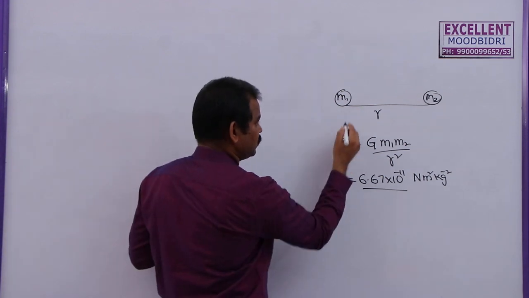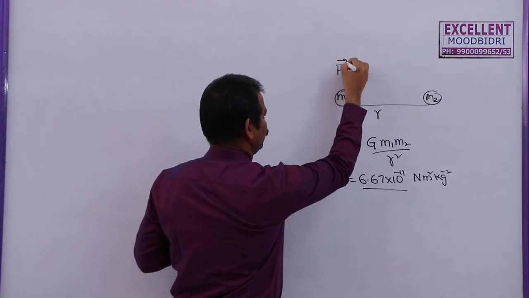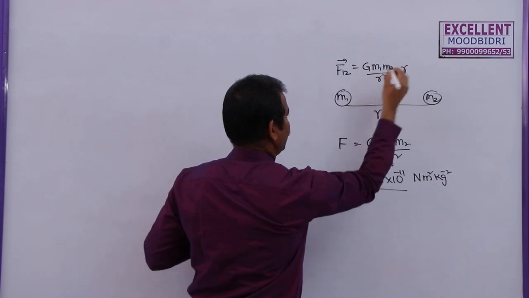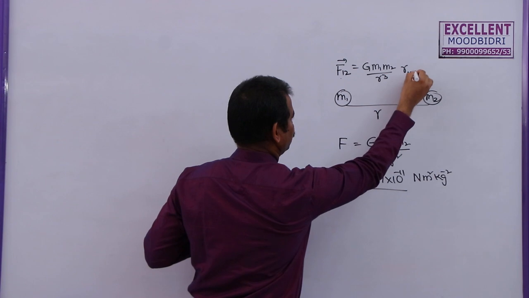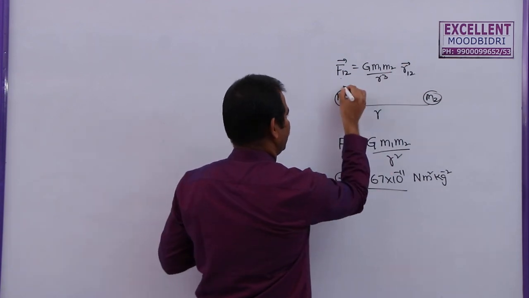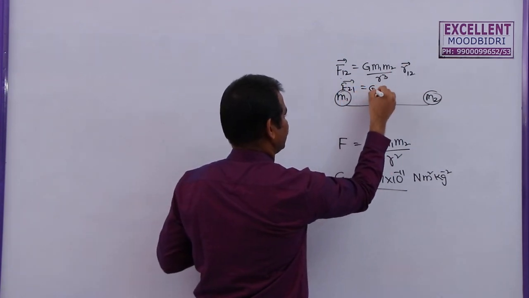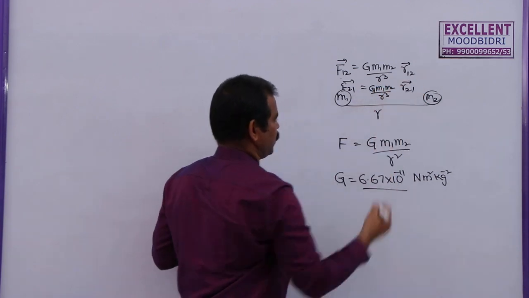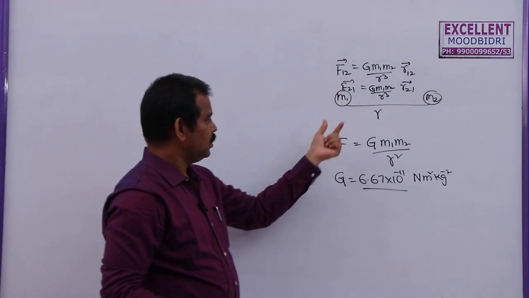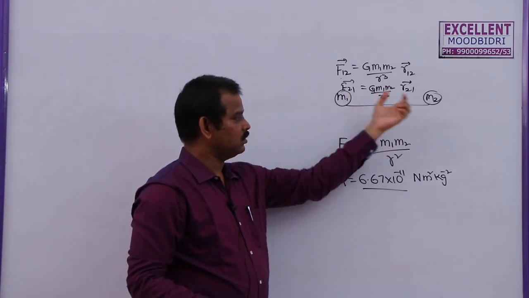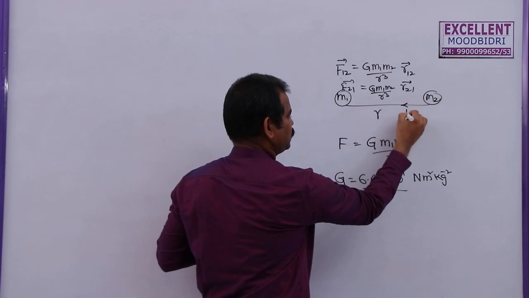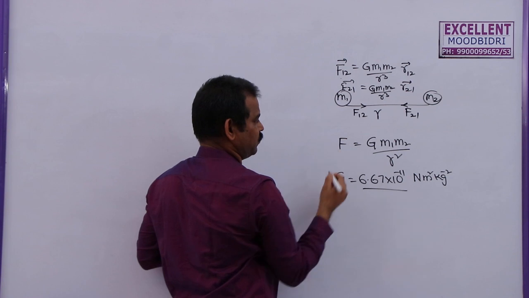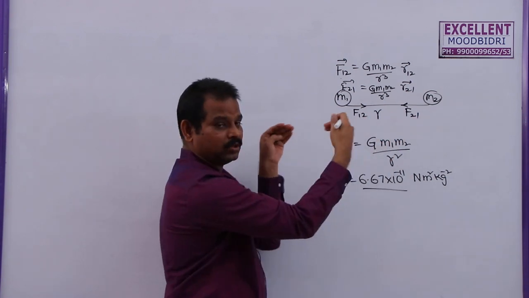Now, if you write this in vector form, F12 bar is given by G m1 m2 by r cube, r12 bar. And similarly, F21 bar can be written as G m1 m2 by r cube, r21 bar. If you see these two, this attracts this with a force in this direction. So this is the force experienced by the second one due to the first one. This is the force experienced by the first one due to the second one.